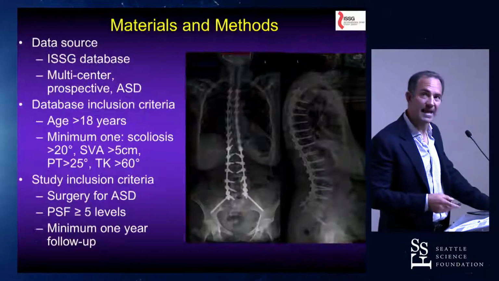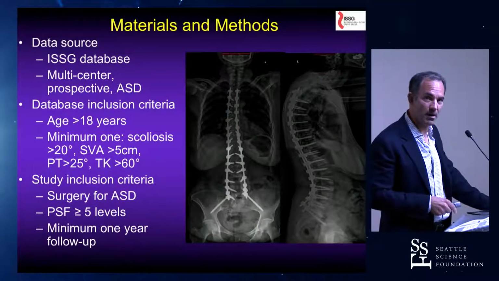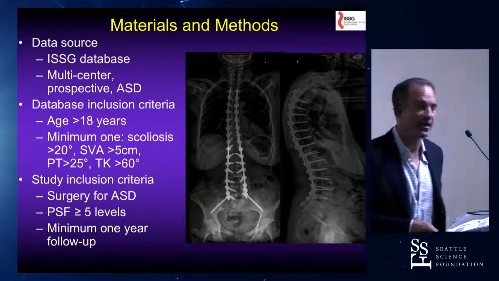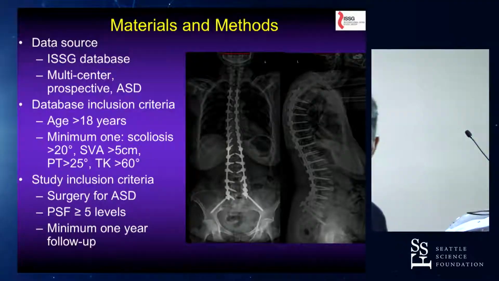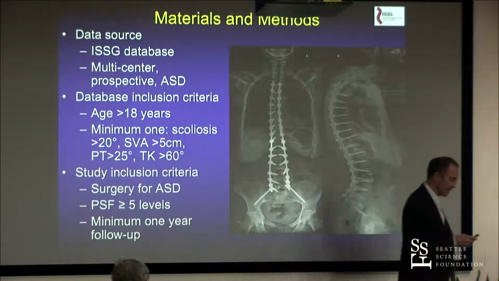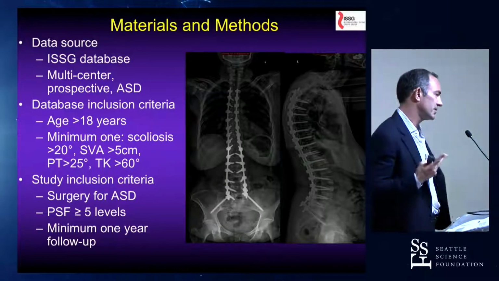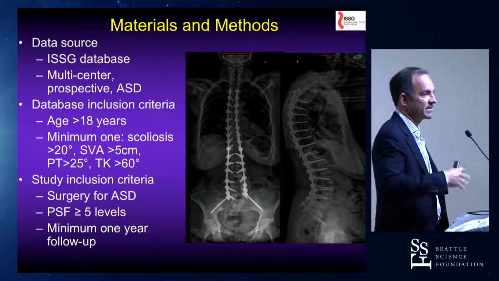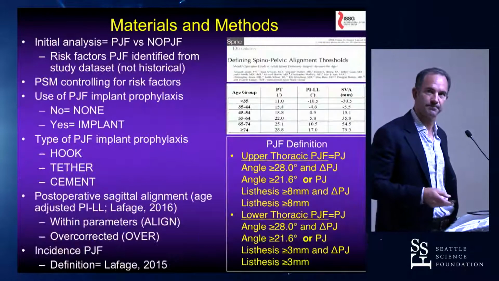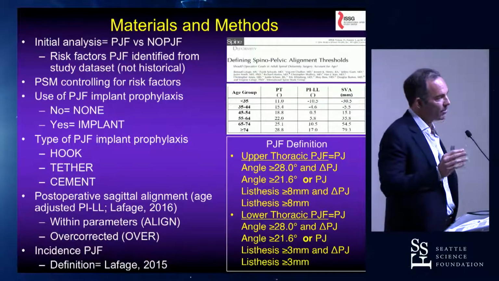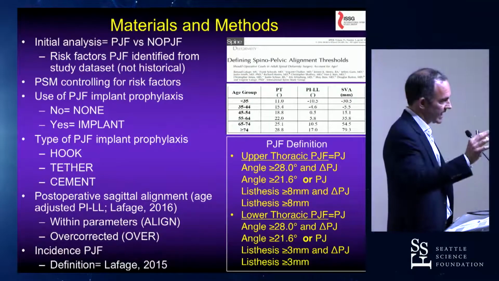So we did this study, which is a propensity score match analysis for patients within the ISSG database. It's a prospective multi-center database that Bob Hart told you about. Here's the inclusion criteria for the database, and then the study inclusion criteria, obviously surgery, minimum 5 levels fused, but then also minimum 1-year follow-up.